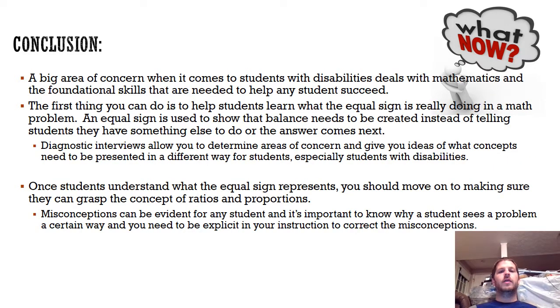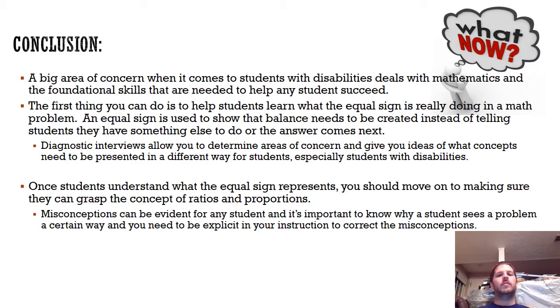A big area of concern when it comes to students with disability deals with mathematics and the foundational skills that are needed to help any student succeed. The first thing you can do is to help students learn what the equal sign is really doing in a math problem. An equal sign is used to show that balance needs to be created instead of telling students they have something else to do or the answer comes next.